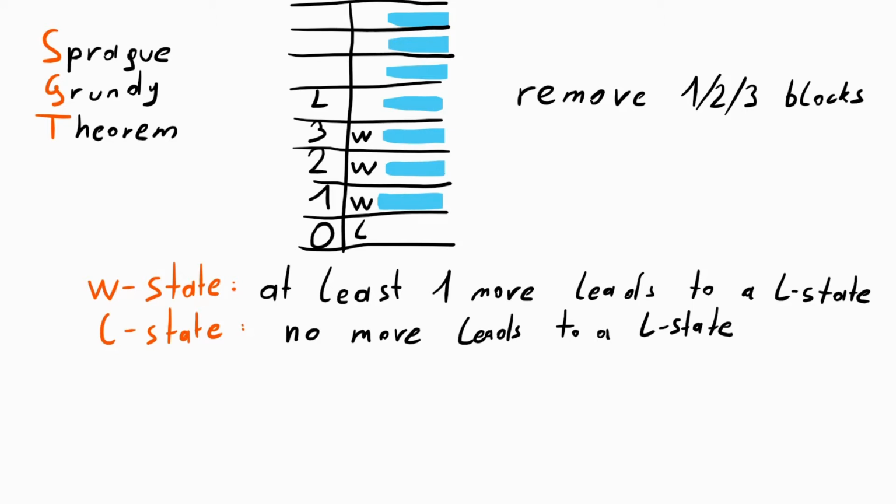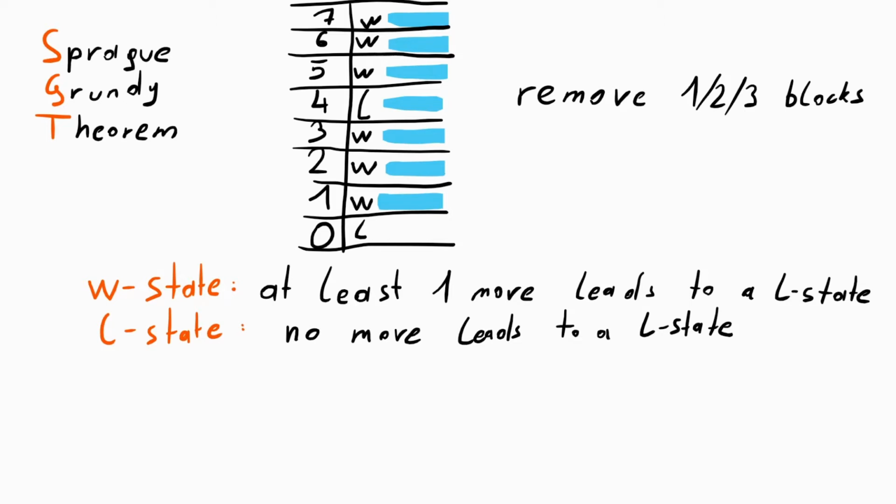But if you have 4 blocks, then if you remove 1 block, we end up in a winning state. If we remove 2 blocks, we end up at a winning state. And even if we remove 3 blocks, we also end up at a winning state. So we can't reach a losing state. So this must be a losing state. And then if we quickly fill out the rest, 5, 6, 7, they are all winning states, because you can reach the state with 4 blocks. Okay, this was quite easy.